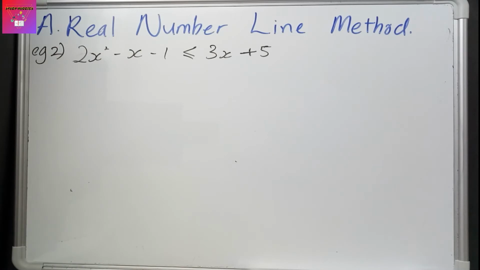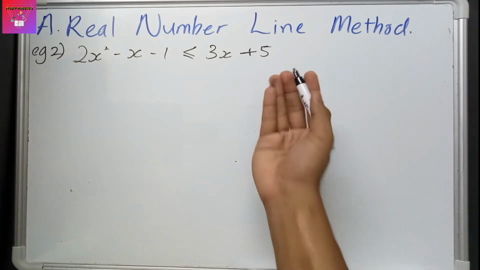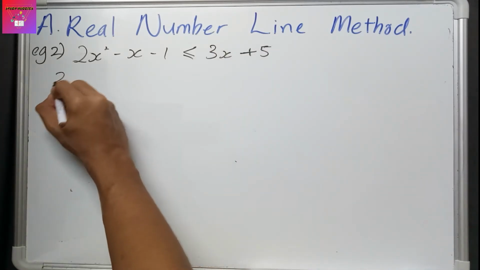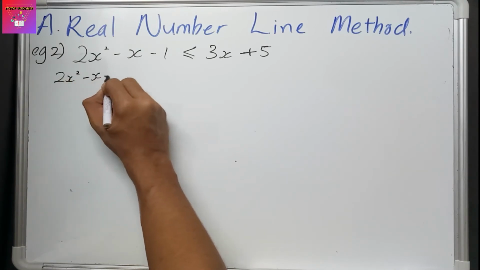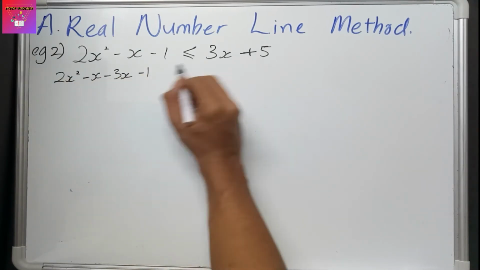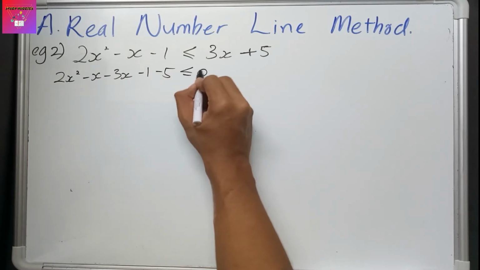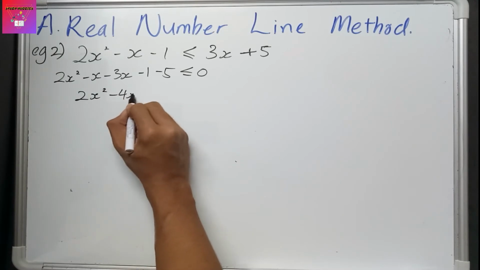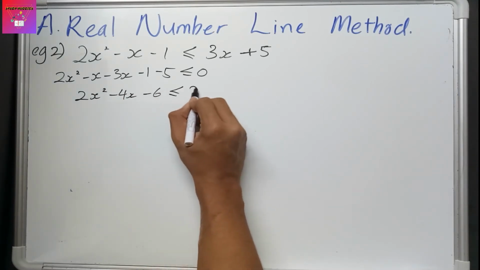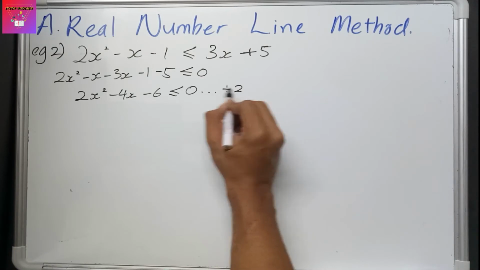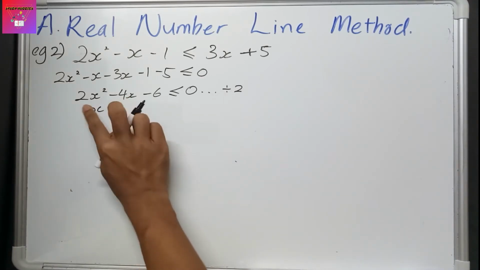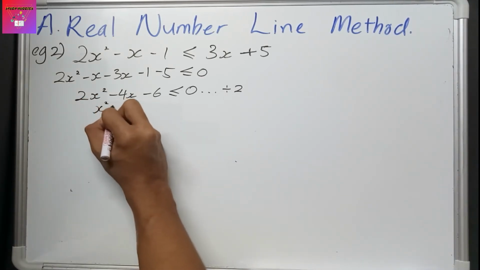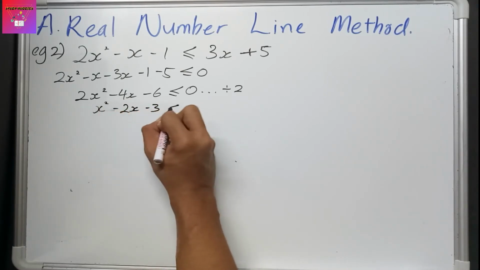Now let's look at our second example: 2x squared minus x minus 1 is less than or equal to 3x plus 5. As just now, bring everything to the left-hand side, in which we are going to get 2x squared minus x minus 3x minus 1 minus 5 less than or equal to 0. Once we solve this, we get 2x squared minus 4x minus 6 less than or equal to 0. We can simplify this whole inequality into x squared minus 2x minus 3 less than or equal to 0.